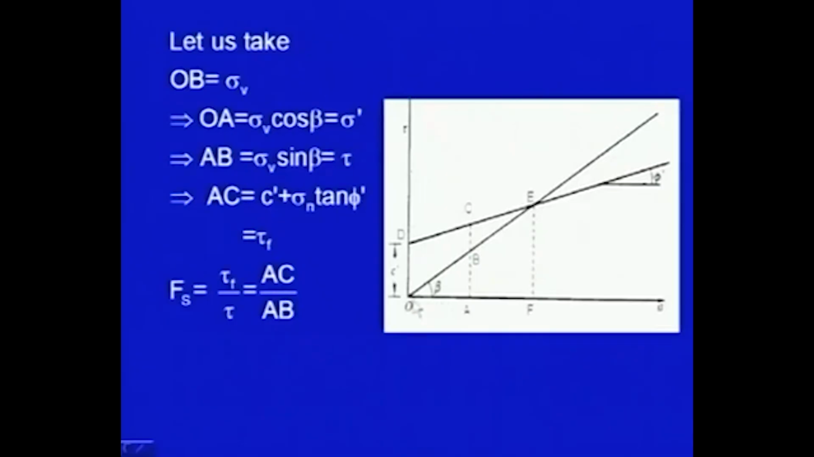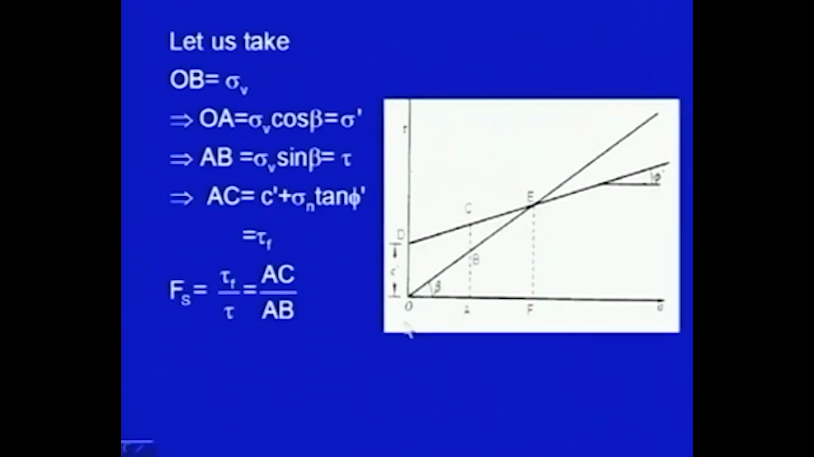Let me plot here, this is x axis, I am plotting sigma, and y axis I am plotting the shear stress. And from origin, let us plot a line at an angle beta. Beta is the inclination of the slope. And here this is the failure envelope, which is given by Mohr-Coulomb criterion. On y axis, it is having an intercept c dash and it is having an inclination phi dash.